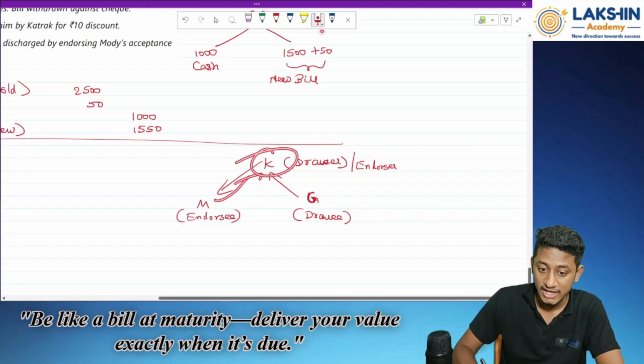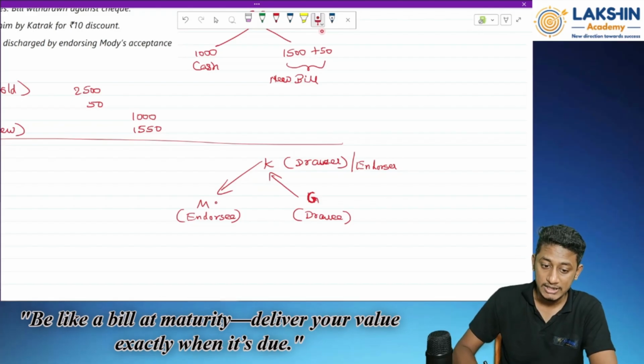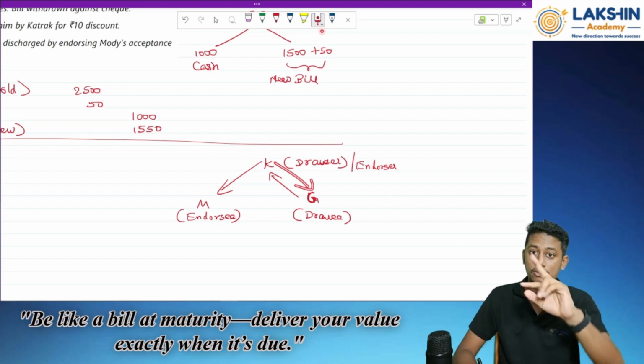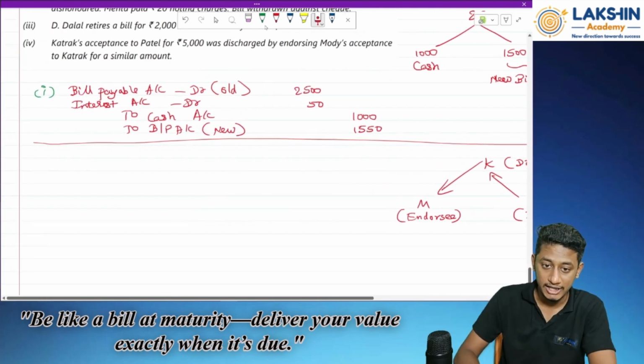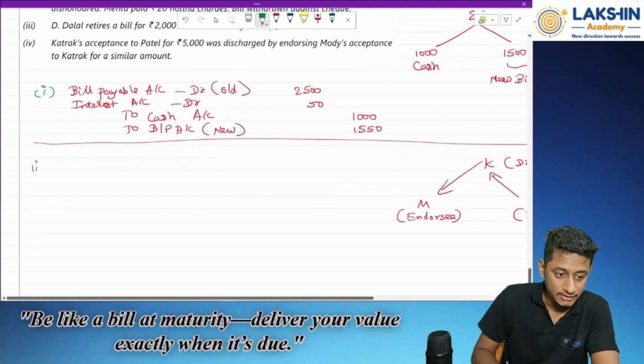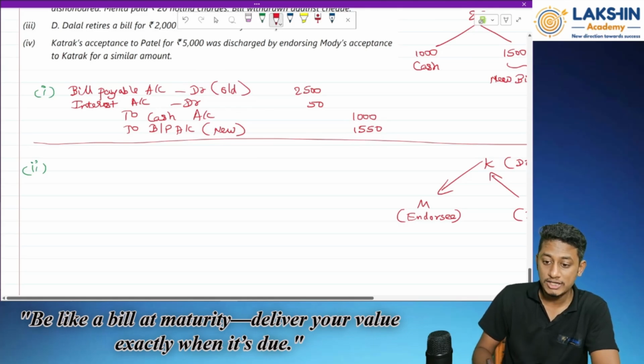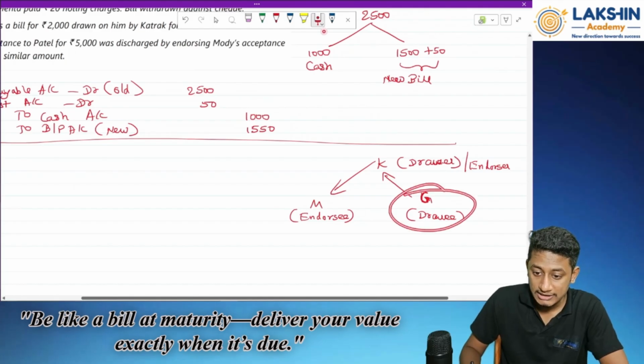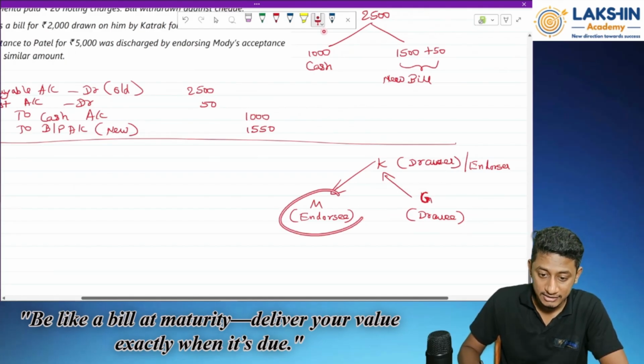In the books of K, we need to pass the entry for dishonor now. Because of this dishonor, Mr. M will catch hold of Mr. K, and Mr. K will catch hold of Mr. G. So I have to enter them in my books. The first entry will be to increase the value of my debtors. Who is my debtor? As per my love triangle, this guy is my debtor, and this guy is my creditor.